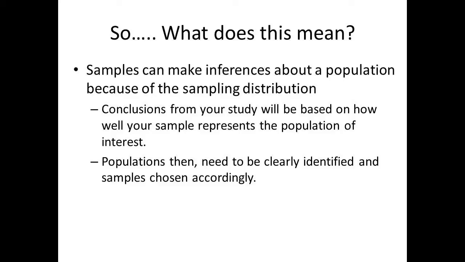And that means that we can take a sample and make inferences about a population through the sampling distribution, because we can predict what that looks like. And every sampling distribution reflects a population in a certain way. So we can draw those lines together through this invisible thread.